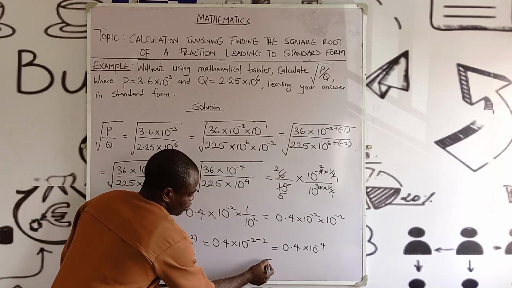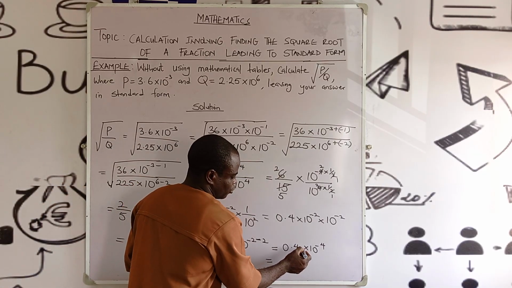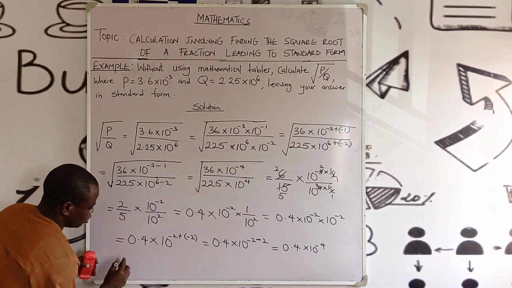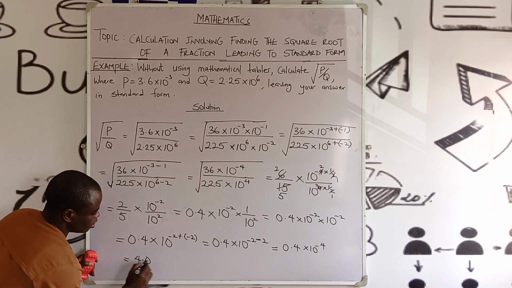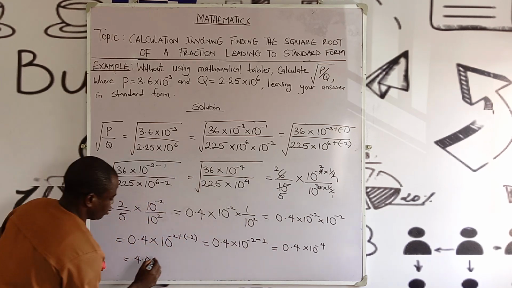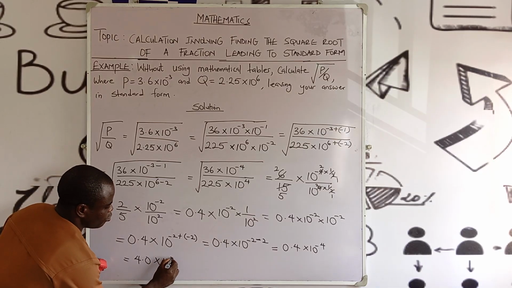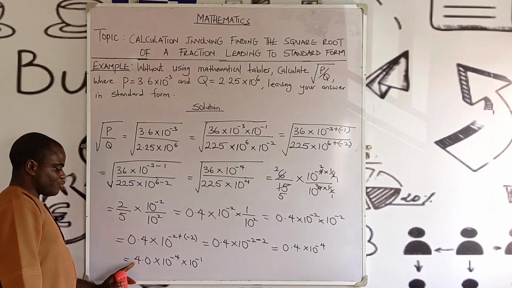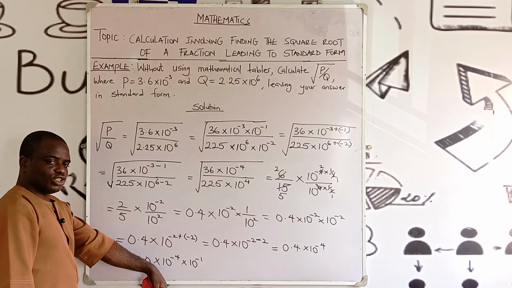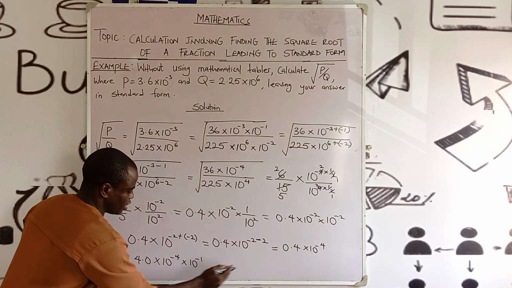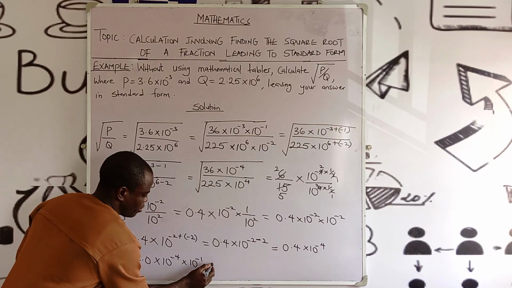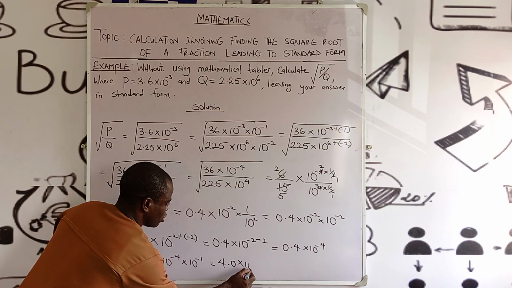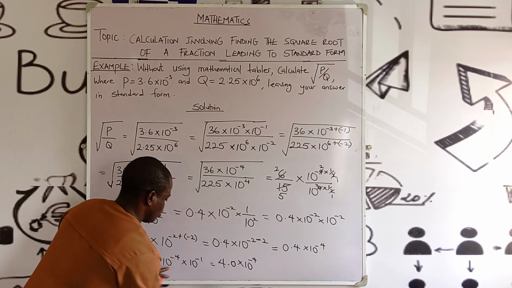Okay? Now, when you shift once from left to right, you introduce minus 1, which is equal to 4.0, shifted once to the right, times 10 raised to the power minus 4 times 10 raised to the power minus 1. I put 10 raised to the power minus 1 because I shifted once to the right. From left to right, introduce minus 1 to the power. Now we have 4.0 times 10 raised to the power minus 4.